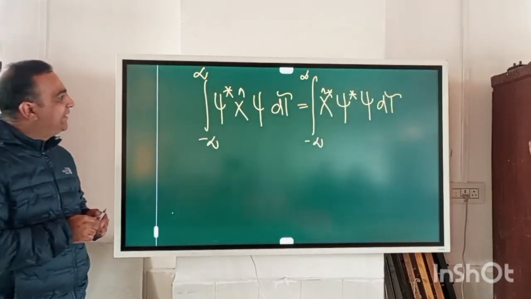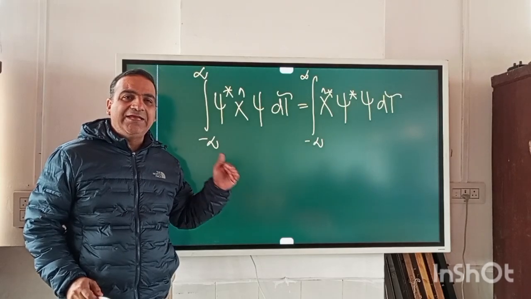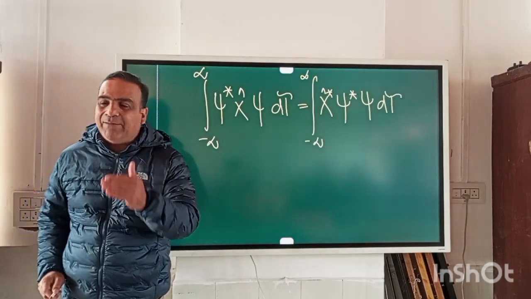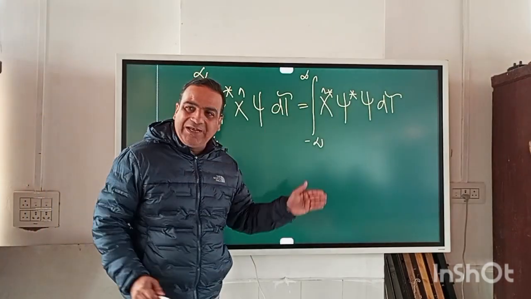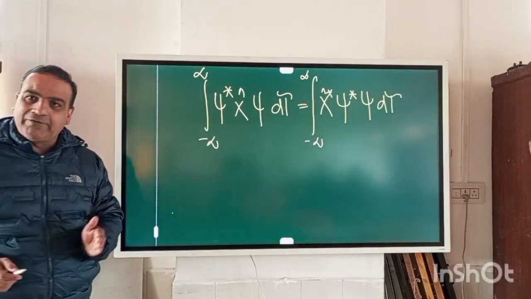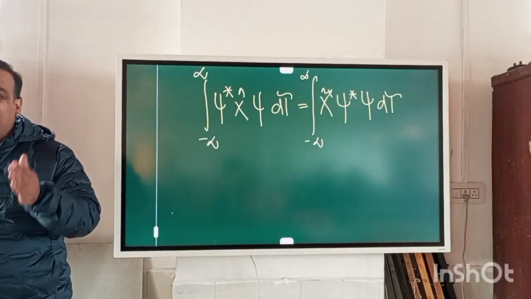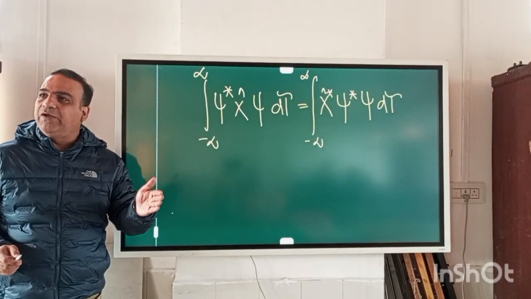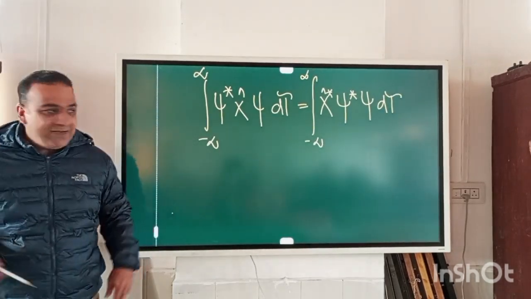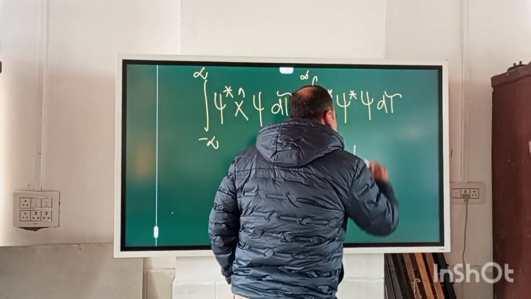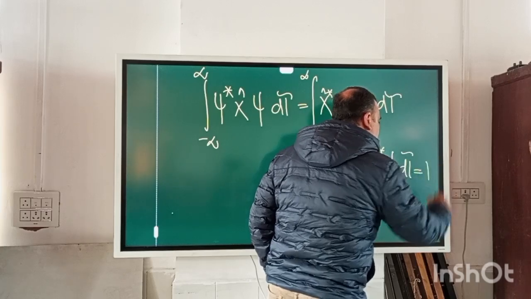And what is important here is that the wave function psi has to be a well-established normalized wave function. This criterion can be obtained only if the wave function under consideration is a well-behaved, well-established, normalized wave function. Clear? Now, what does that normalization mean? That means the integral from minus infinity to infinity of psi star psi d tau must be equal to 1.